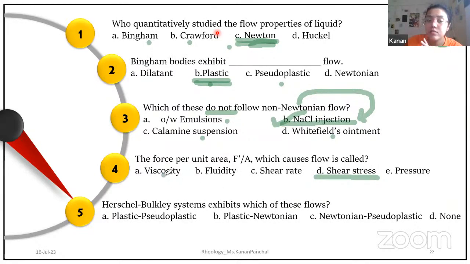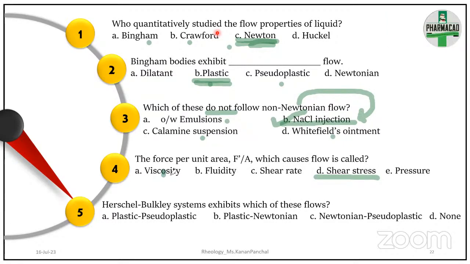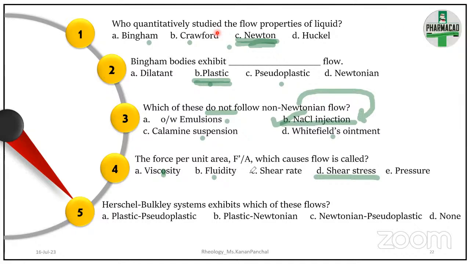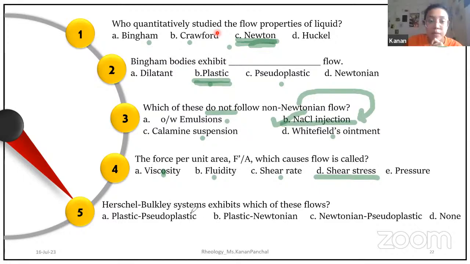What is viscosity? Resistance to flow. Fluidity is the reciprocal of viscosity, or in other words, ease of flow. Okay? Hello? Yes, ma'am. Shear rate is the difference of velocity between two planes of liquid, correct, which are separated by some distance. Herschel-Bulkley system exhibits which of these flows? A. A, plastic, pseudoplastic. Okay, plastic, pseudoplastic. Fine. Very good.